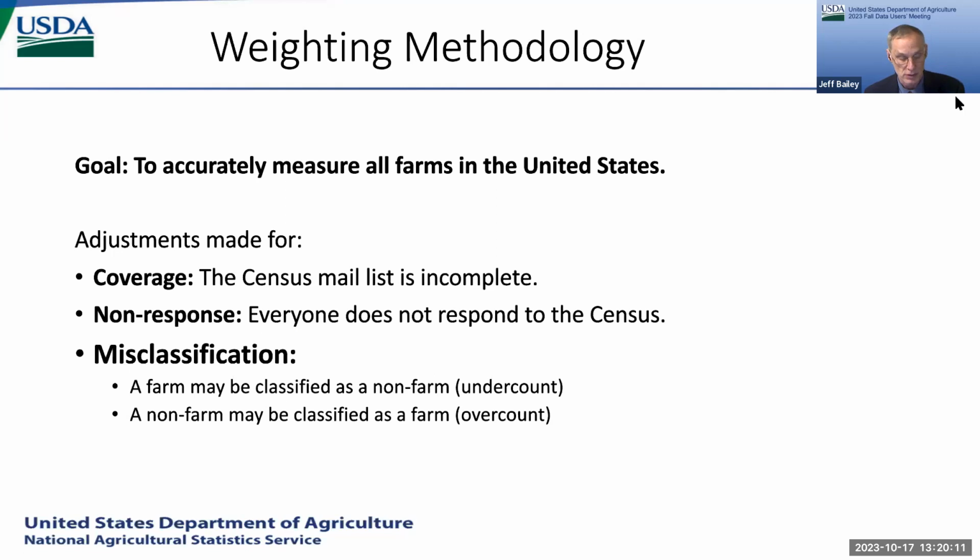And that's used to help us do our coverage adjustment. Secondly, for the 22 census, we have a response rate of about 61%. So we know that there are many who did not respond that are farms. So we have weight adjustments to account for those non-respondents. Thirdly, we have misclassification of farms, both under and over count, that we adjust for.